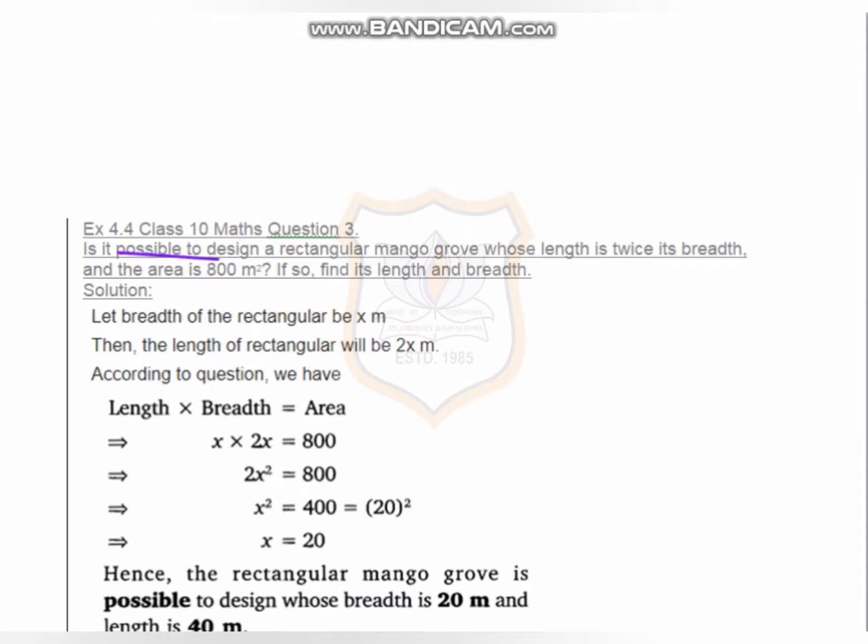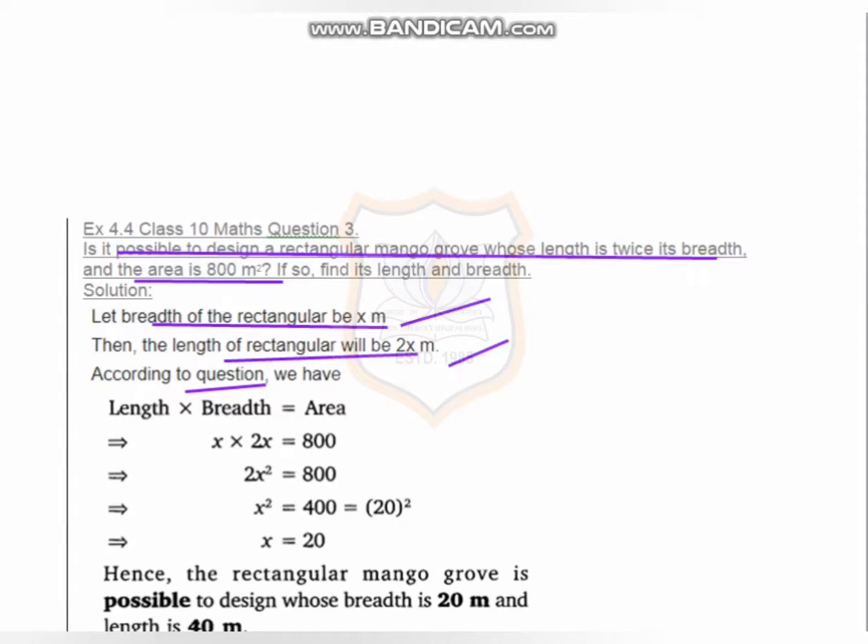Question number 3. Is it possible to design a rectangular mango grove whose length is twice its breadth and area is equal to 800 meter square, and we have to find the length and breadth. Suppose the breadth be x meter and the length be 2x meter, because the length is twice the breadth. According to the question, we know that the area is equal to length into breadth. So x into 2x is equal to 800.